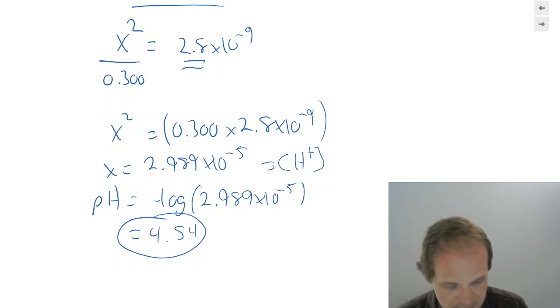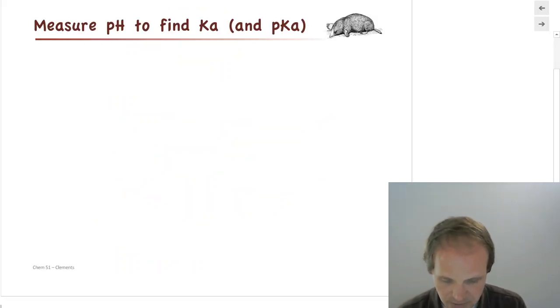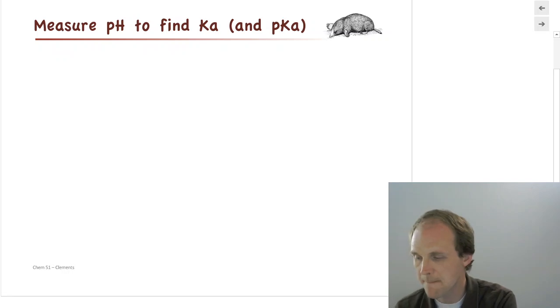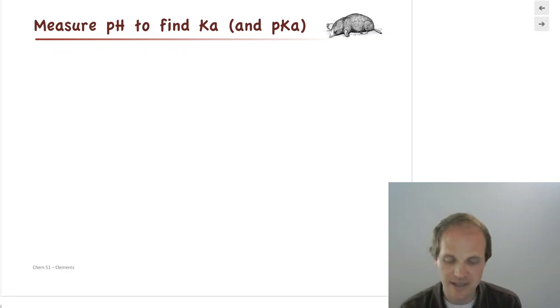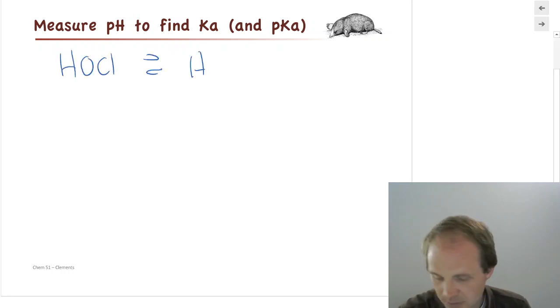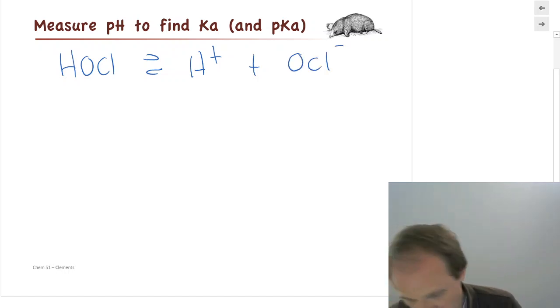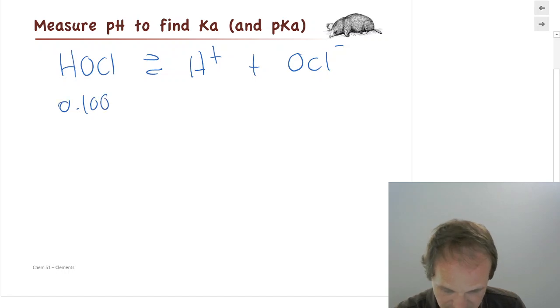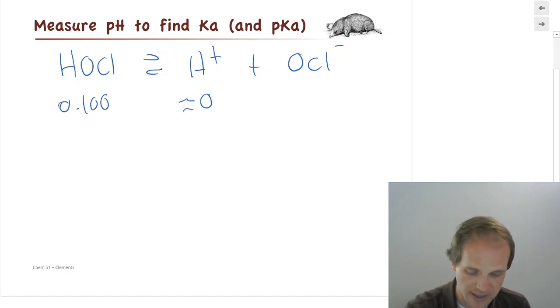All right. So the other thing we can do is we can measure pH in order to find a Ka. So far, we've been using our Ka in order to find pH, but how do we find those Ka values? Well, one way they do it is by making these solutions, measuring the H+ concentration, measuring the pH, and using that to find Ka. So we're going to use HOCl in our example here, and we're going to use H+ plus OCl-. We're going to go ahead and start with a solution of 0.100 molar HOCl. We don't know what the Ka value is.